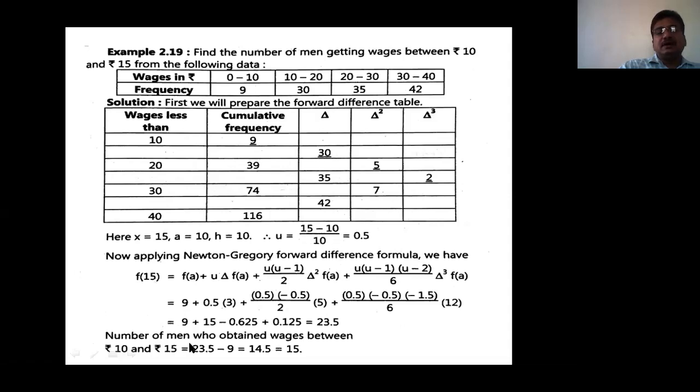What is the answer? It's 15 or 40. So the number of men who obtain wages between 10 to 15. The number of men getting wages between 0 to 10, that is below 10, is 9. And the number of men getting wages less than 15 is 23.5. And that's why their subtraction gives the answer, the number of men who obtain wages between 10 to 15.